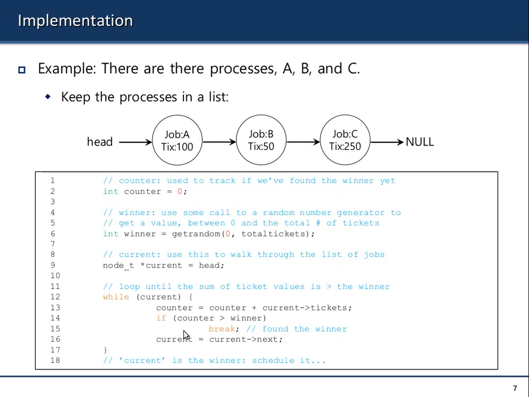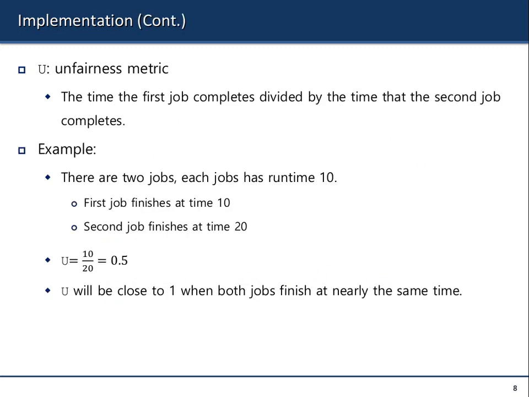Is this code familiar to you? So, yeah, this is basically list traversal. Okay. So, we can also define an unfairness metric when you implement the scheduling.